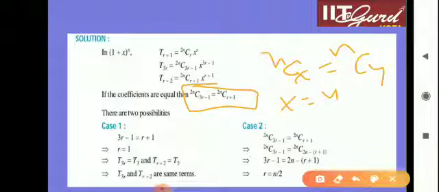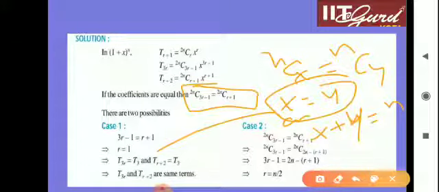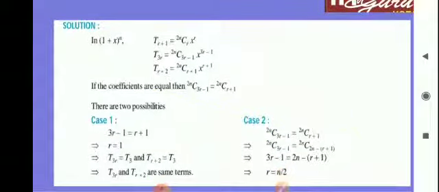As we have already studied, nCx equal to nCy is well known, which implies either x equal to y or x plus y equal to n. That is the same thing. So that is the first case, and that is the second case. Okay, so you can go ahead. That is the solution. Clear?